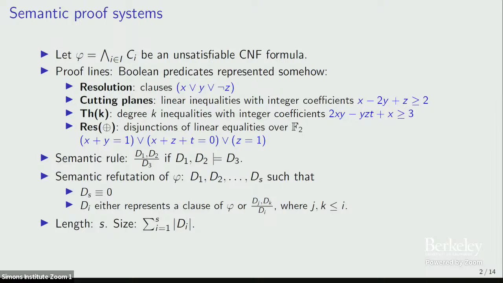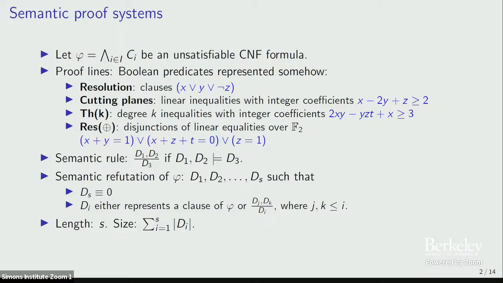In a semantic proof system, we generally have only one rule. From two proof lines, we can infer any proof line that we like, if there is a semantic implication. A refutation of a formula is a sequence of proof lines such that the last proof line is equivalent to the constant false function, and every other proof line either represents a clause of the formula being refuted or is obtained by the semantic implication rule. There are two parameters: the length and also the size of semantic refutations.